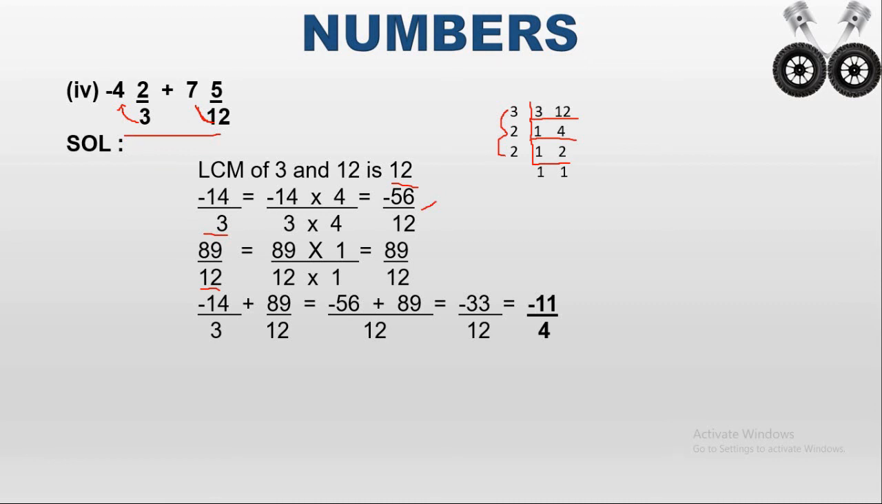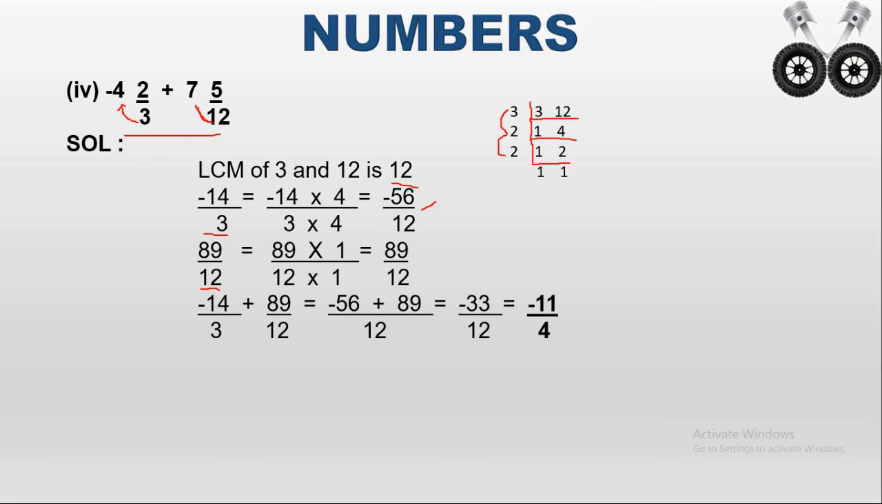So the next rational number is 89 by 12. So here already the denominator is 12. So I have to multiply the numerator and the denominator by 1 itself. So 89 into 1 whole divided by 12 into 1, which is equal to 89 by 12.